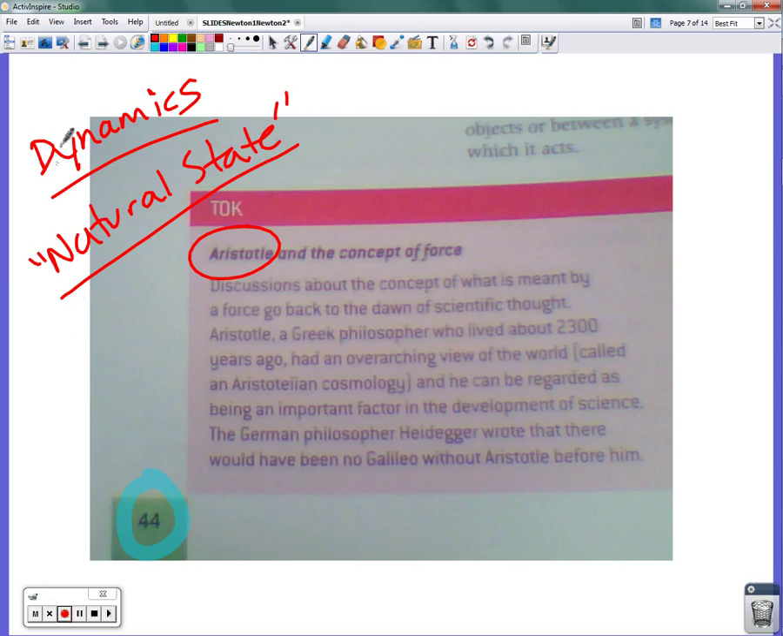But Galileo comes along and realizes through his own thought experiment that that's not the case. The idea that the natural state of an object is rest is inaccurate. Newton takes that idea.